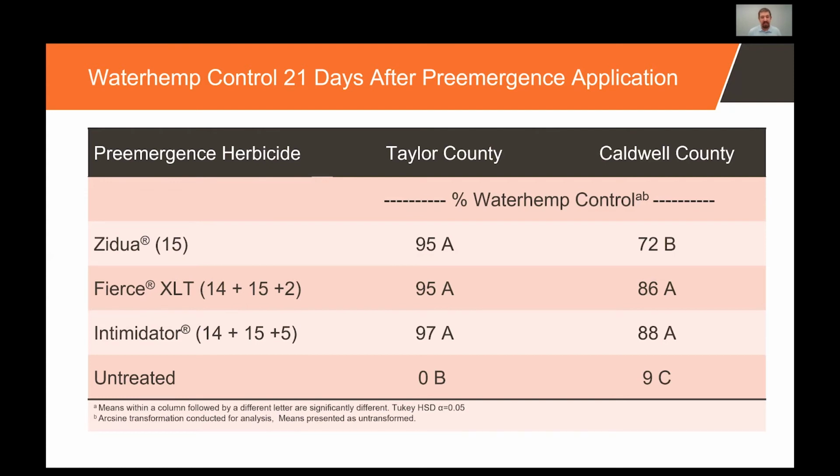And in this case, you might be looking at me and going, well, why did I spend the extra money on that product that had 2 and 3 sites of action when the one with 1 did just as well as the others, right? You're asking me that, and that's just one field, one scenario, and we see that happen quite a bit. But there's also scenarios like Caldwell County there on your right, where you can see the Fierce XLT and the Intimidator are significantly better than the Zidua. But yet that Zidua, still a 72% control 21 days out, and that's a whole lot better than the untreated.